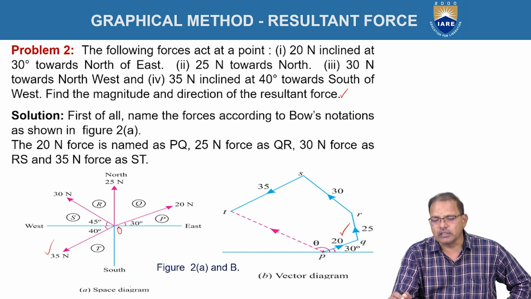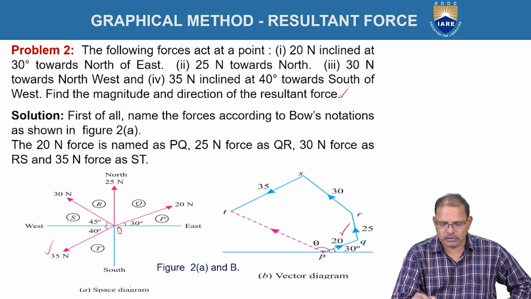So here we have to select a suitable scale. The suitable scale is 1 newton representing 1 mm. That is, a line PQ equal to 20 mm, at an angle of 30 degrees, represents the force P as shown in the figure.